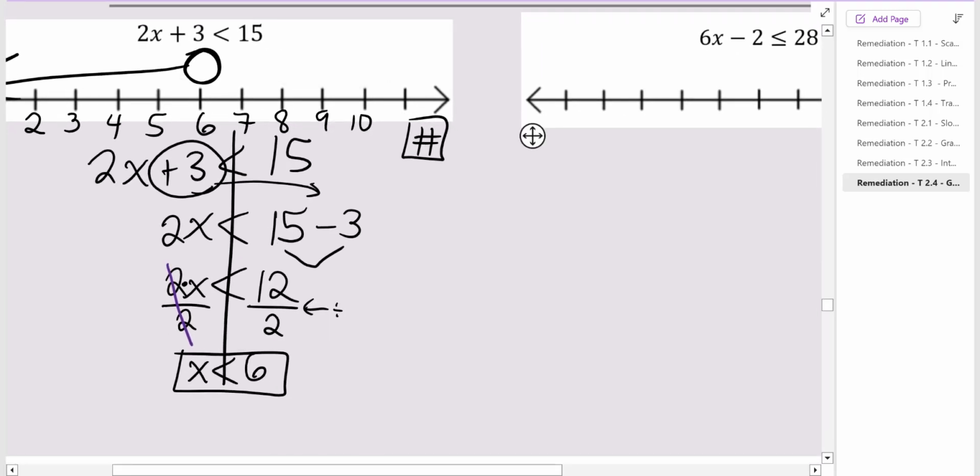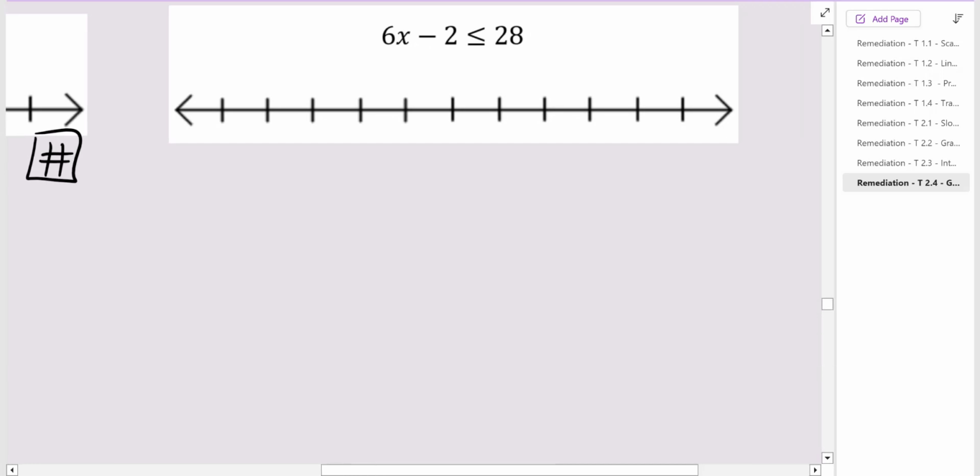Okay, here's the other example. So try it first by yourself, and then you can check here in the video. So necesitas intentar este primero, and then después tú puedes checar con la respuesta en mi video. Okay, here is the answer.